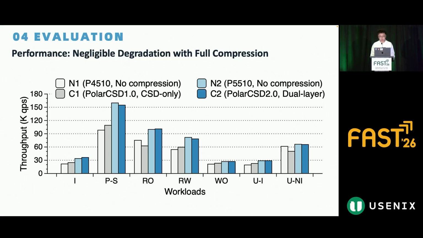The natural follow-up question is, does this compression hurt performance? The figure shows the Sysbench throughput across 7 workloads. C1 uses PolarStore with hardware-only compression, and shows some performance drop compared to the uncompressed baseline N1, but C2 uses PolarStore with dual layer compression, and achieves similar performance to the uncompressed cluster N2.